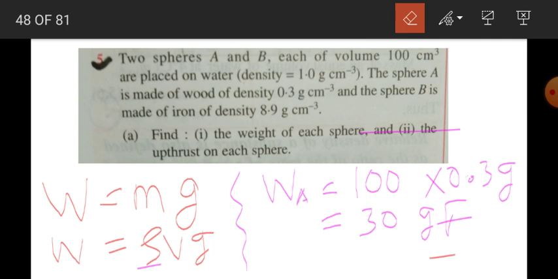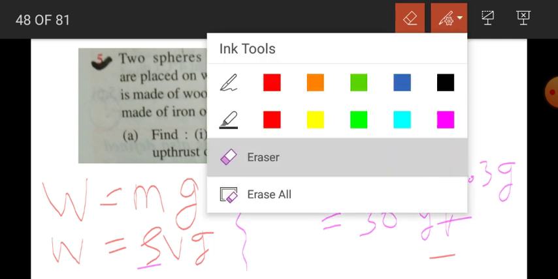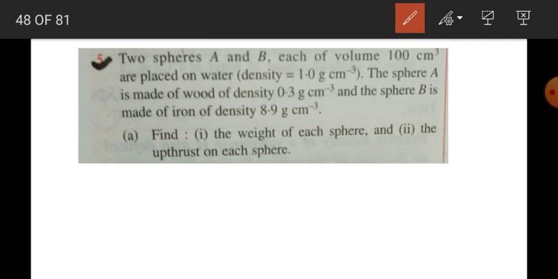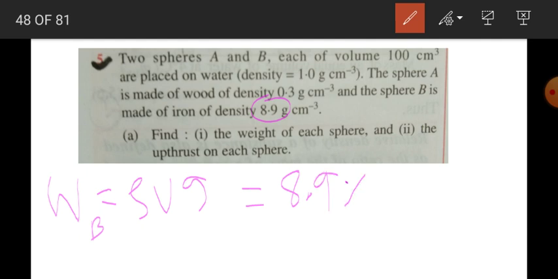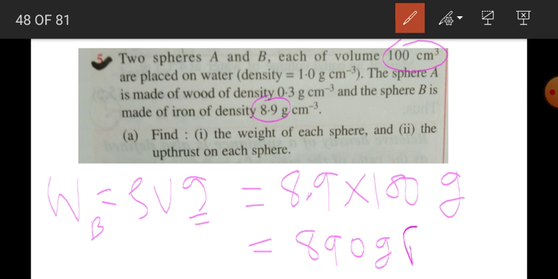Now let me calculate the weight of the sphere B using same formula. So let me erase everything here. So weight rho v g for the second sphere. Okay, तो सेकेंड स्फीयर का डेंसिटी कितना है, it's iron, so it is made up of iron, सो इसका डेंसिटी is given. Volume is same for both of them, that is 100 and g. Okay, so if we multiply these two, this will be 890 gram force, isn't it? Yeah, so this is the weight of the second sphere.